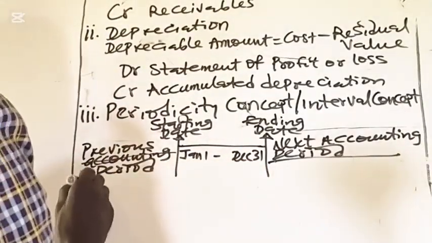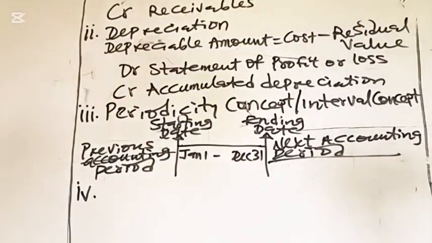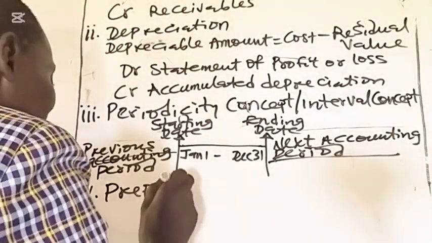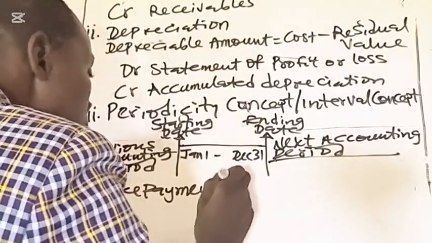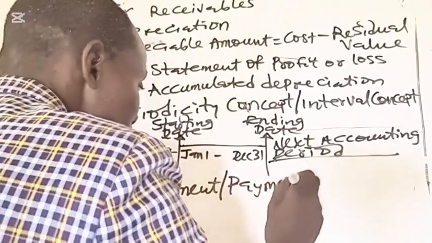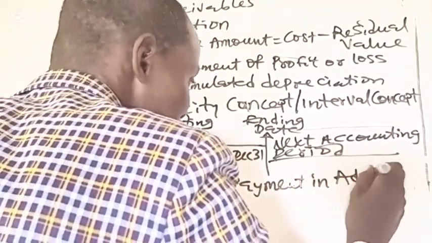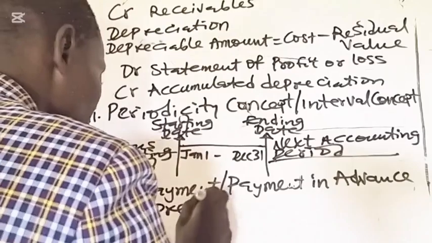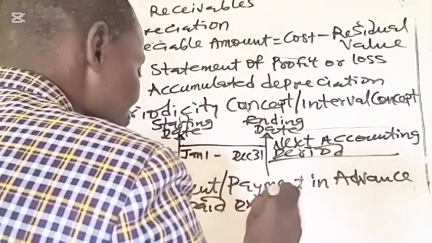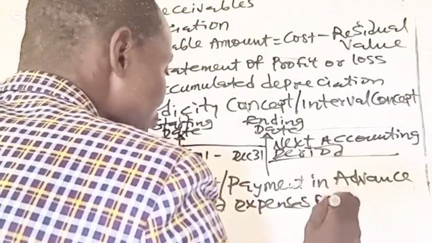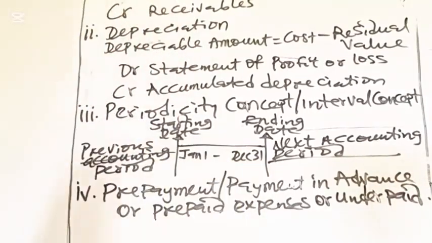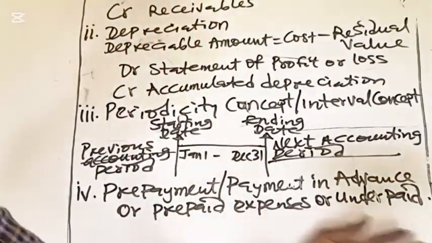The number 4 item I'm going to look at is prepayment. Another word for prepayment is payment in advance, or prepaid expenses. Or some might say underpaid expenses or expenses underpaid. Any of these terms, you might see them in exams.